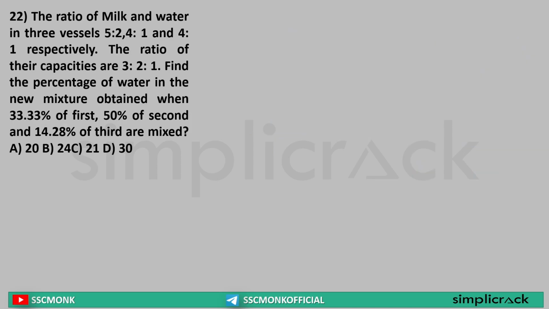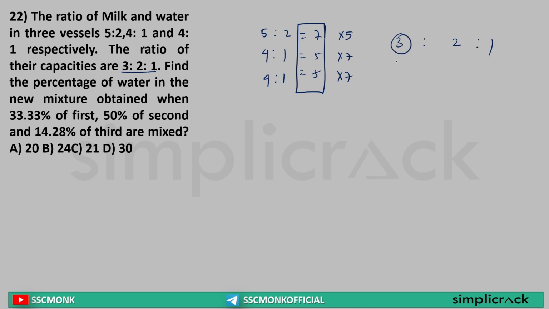Next, ratio of milk and water in 3 vessels, 5:2, 4:1 and 4:1 respectively. So 5:2, 4:1, 4:1. First, this is 7, this is 5, this is 5. So what I will do? I have to multiply it by 5 and both has to be multiplied by 7, otherwise it won't be equal. Now what it is saying, the ratio of the capacity of these 3 vessels is equal to 3:2:1.